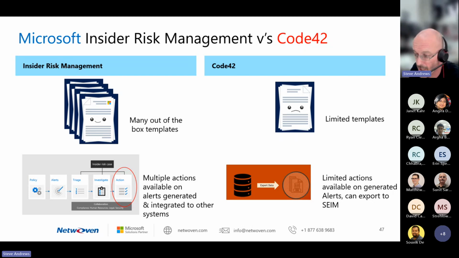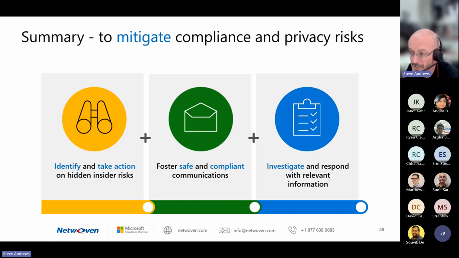What I found with Code 42 is it had limited actions that you could do when the policy is generating these alerts. You could send a notification to the user, to be fair, but there was really nothing else within the product that would help you deal with that particular alert. You can export it, of course, to other SIEMs. So it's just things to bear in mind with Microsoft versus other solutions in the security arena.